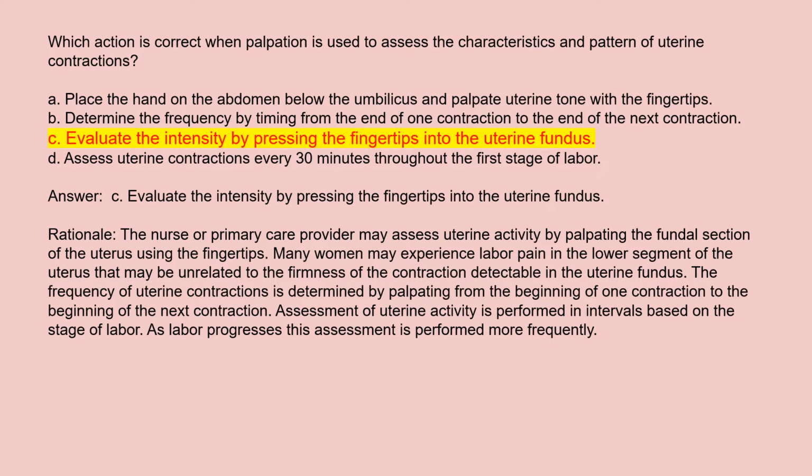Rationale. The nurse or primary care provider may assess uterine activity by palpating the fundal section of the uterus using the fingertips. Many women may experience labor pain in the lower segment of the uterus that may be unrelated to the firmness of the contraction detectable in the uterine fundus. The frequency of uterine contractions is determined by palpating from the beginning of one contraction to the beginning of the next contraction. Assessment of uterine activity is performed in intervals based on the stage of labor. As labor progresses, this assessment is performed more frequently.